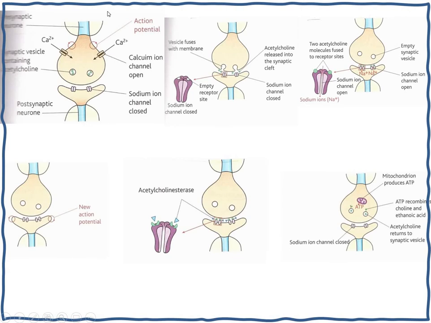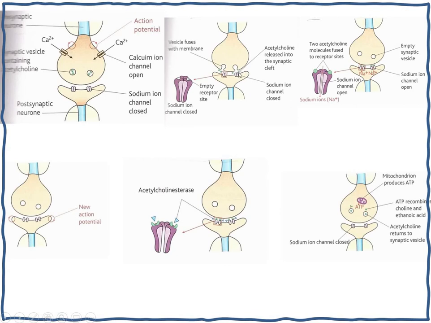So, sequence of events. The action potential arrives at the end of the presynaptic knob. This causes calcium channels to open and calcium flows in. That causes the vesicles with the neurotransmitter to move towards the presynaptic membrane and release the neurotransmitter acetylcholine into the synaptic cleft.